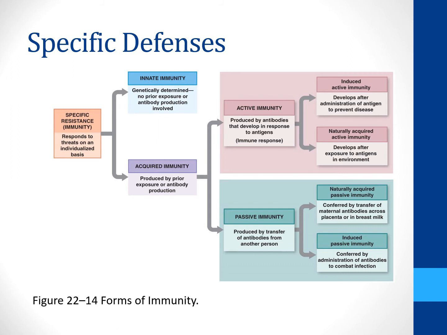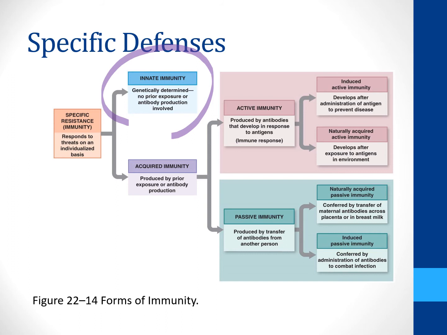This is a good figure for you to spend some time studying. We're looking at the immune system, and we have innate immunity and acquired immunity. Innate immunity you are born with, so there's no prior exposure or antibody production involved. Everything we talked about with non-specific immunity is considered innate immunity.